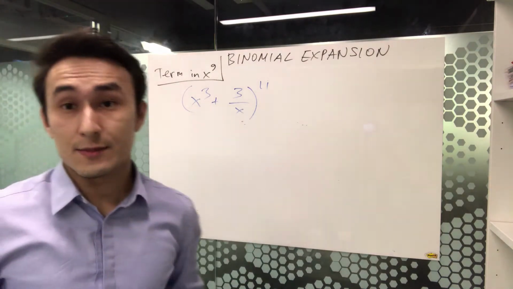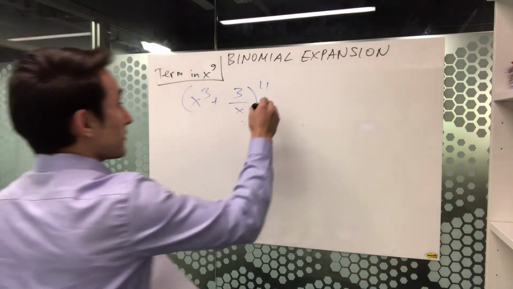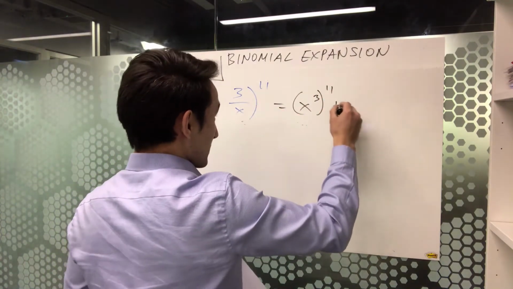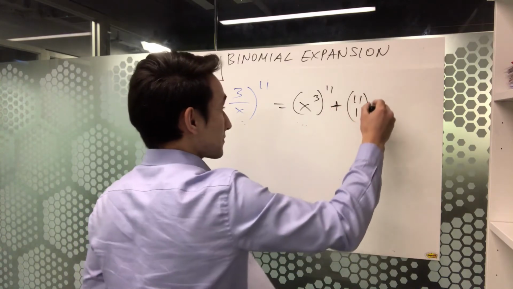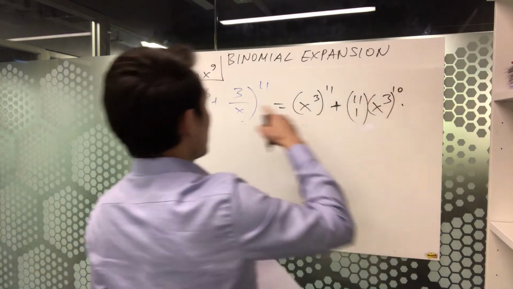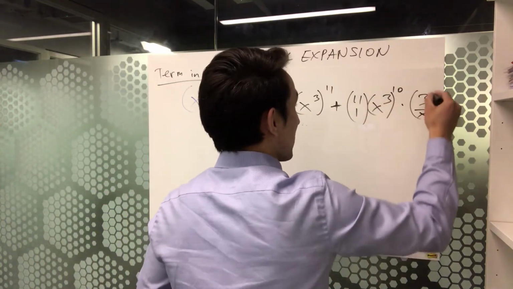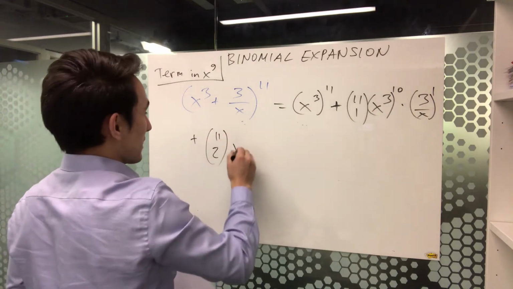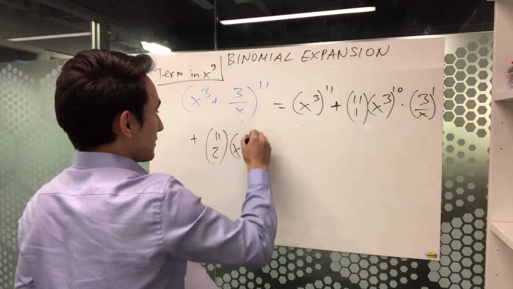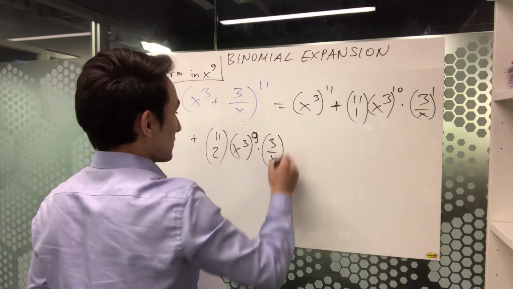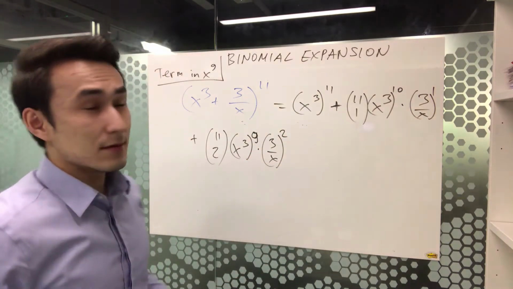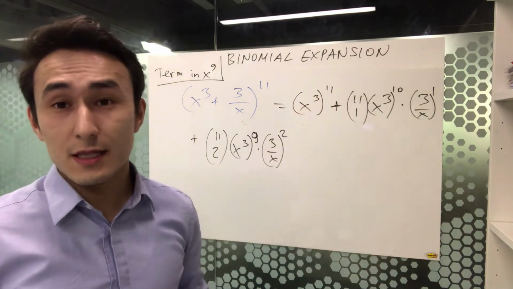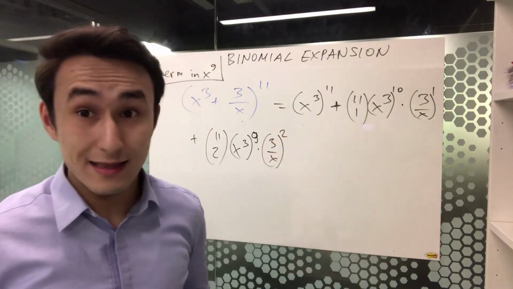So there are lots of terms. When you expand, you'll need to find it. Okay, let's see the first term. First term is obviously (x cubed) to the 11. The next term is 11 choose 1, (x cubed) to the 10 times 3 over x, power is 1, plus 11 choose 2, (x cubed) to the 9 and then (3 over x) squared, and so on. So let's see what's the power of x in the first term. In the first term we have 3 and 11. 3 times 11 is 33. So the first term is definitely not x to the 9.